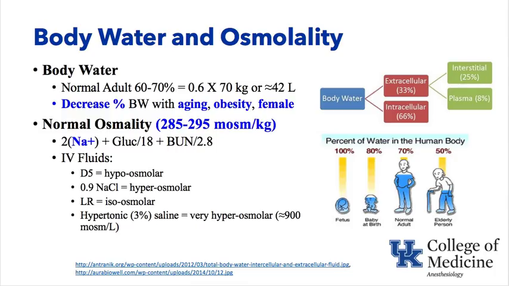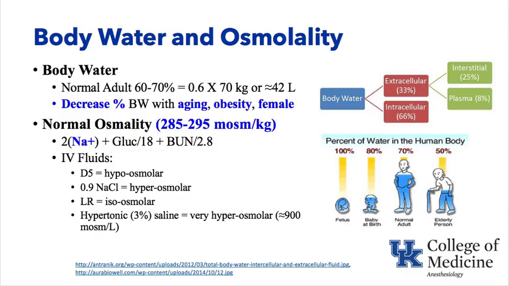Body water and osmolality is the next topic. The normal adult is about 60 to 70% water. That means that if you're a 70 kilogram person, 60% of that, we're about 42 liters of water. This percentage of body water decreases as we get older, and it's lower in obese patients and lower in female patients. So in the graphic on the far right, you can see body water. Extracellular is about a third, intracellular is about two-thirds, and in the extracellular space, about 25% is interstitial and 8% is plasma.